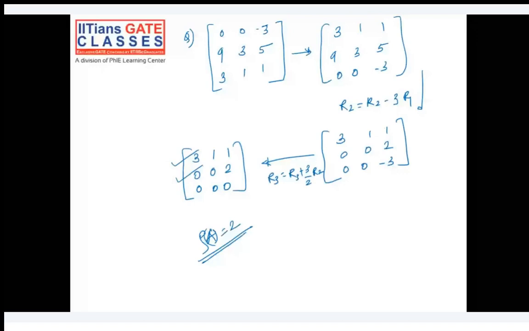Our rank is 2, but if you calculate the determinant, the sign will change. One thing you have to keep in mind is that whenever the first element of the first row is 0, you have to interchange the rows in order to solve the question.